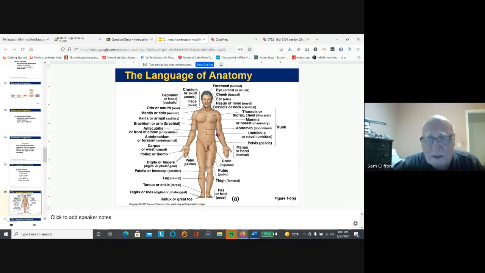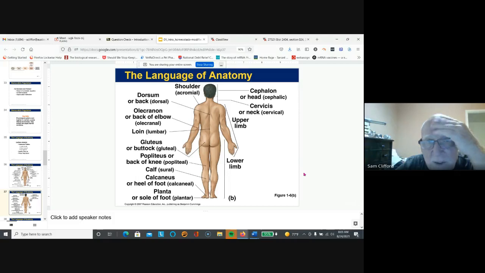This is anatomical position with feet together, palms shown to the observer. This is the right side, this is the left side. So we look at the rear, and you should know the shoulder is the acromial. That's part of the scapula. The olecranon is the elbow. Back of the knee is popliteus. I don't know if I'm saying that right. I never can say that right. So you should know these terms also.